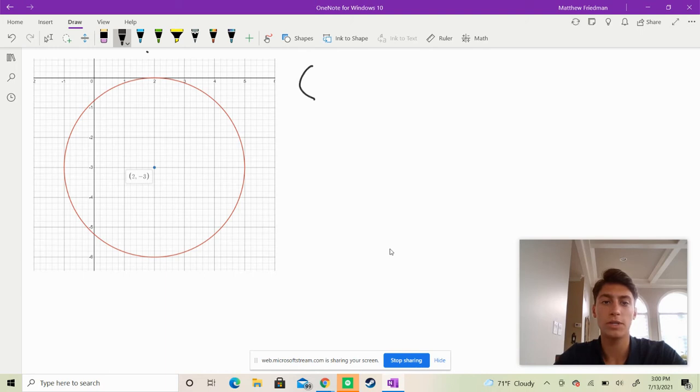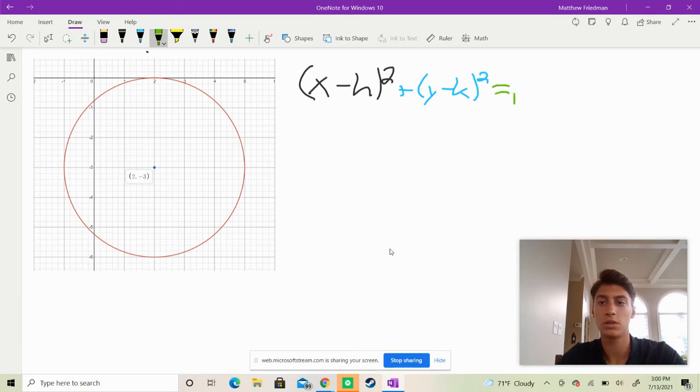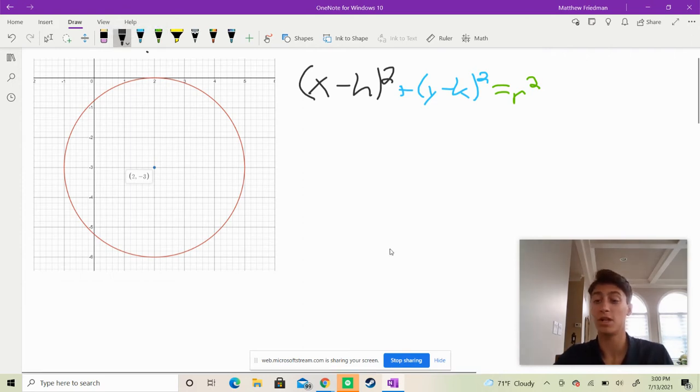Well, a circle can be given by the equation x minus h squared plus y minus k squared equals r squared. So what does this mean? When we plug that equation into a graph, it's going to give us a circle. But there are some numbers that we need to plug in first.